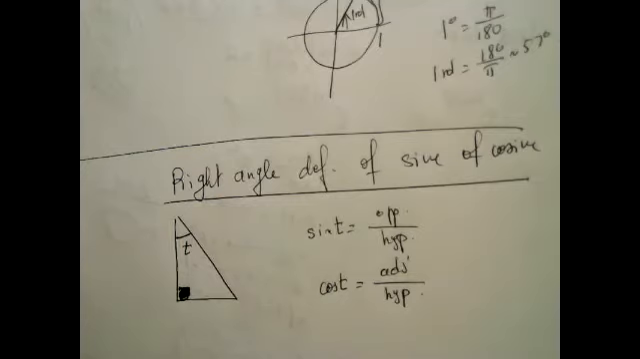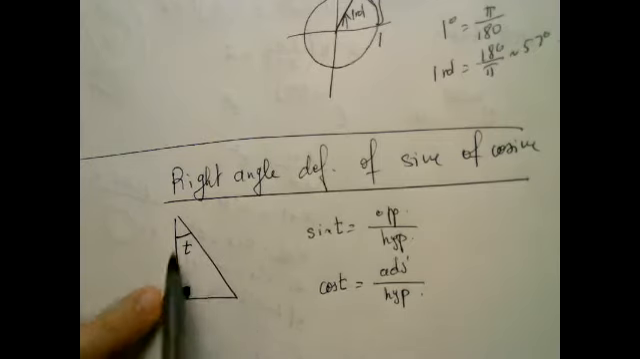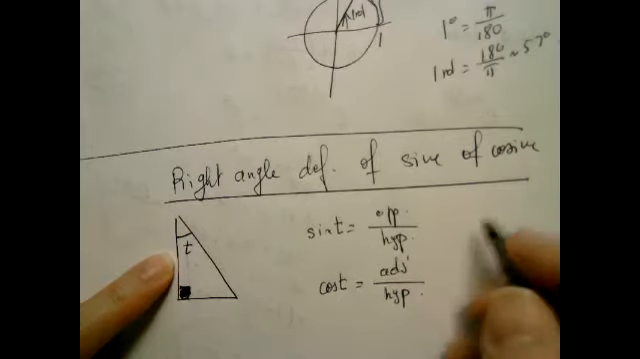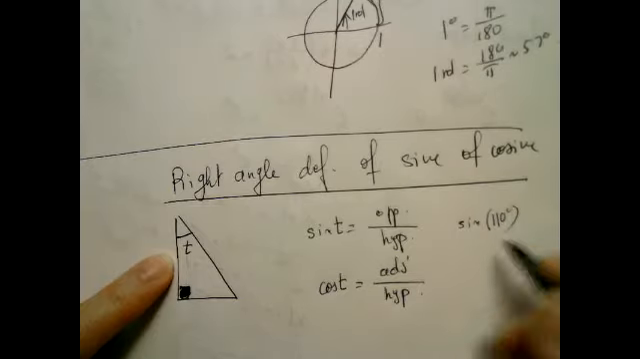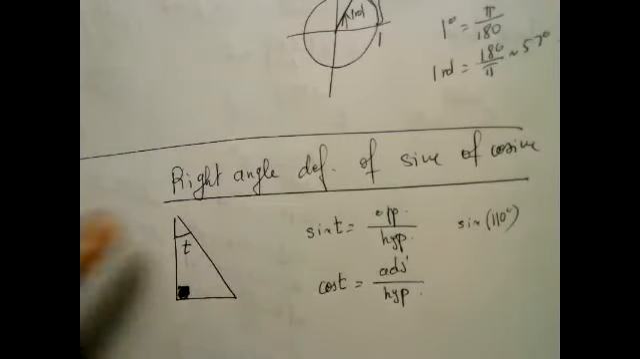So that's the right angle definition of the sine and the cosine, which is very useful, of course. But this definition restricts the angle to less than 90 degrees, because if I have a right triangle, this angle cannot be above 90. It has to be strictly less than 90. So this definition does not give a meaning to something like 110 degrees, because I cannot fit 110 in a right triangle.